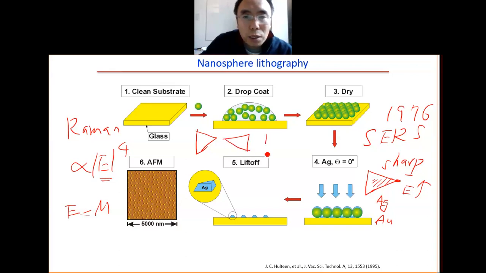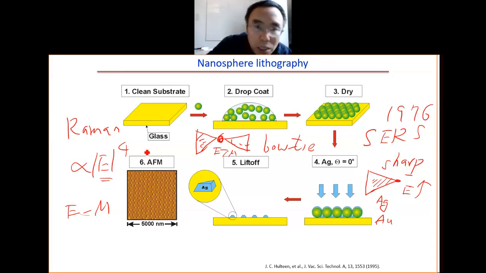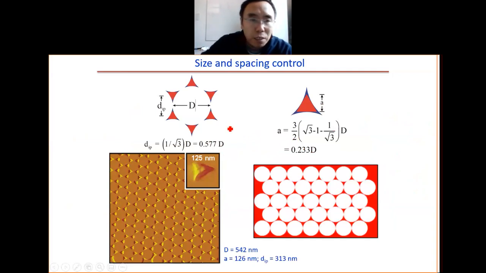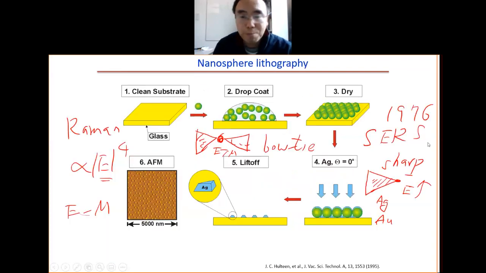This is called a bow tie. Here we have two triangular shapes. The light intensity, the electromagnetic field, at the gap is even higher. This will give even higher enhancement. In this bow tie, the two triangles face each other, as you can see here. This area has very, very high light intensity. So you have a very, very high SERS effect.